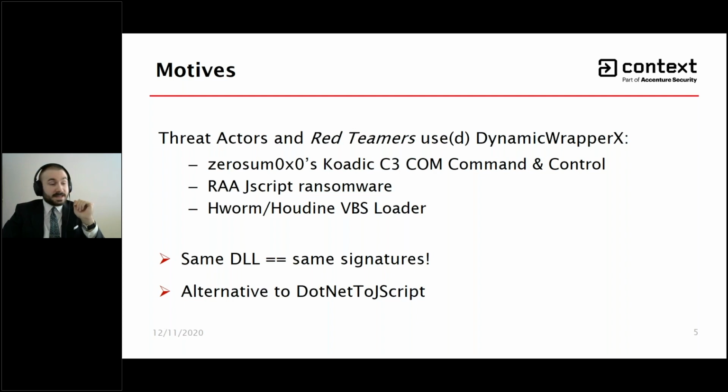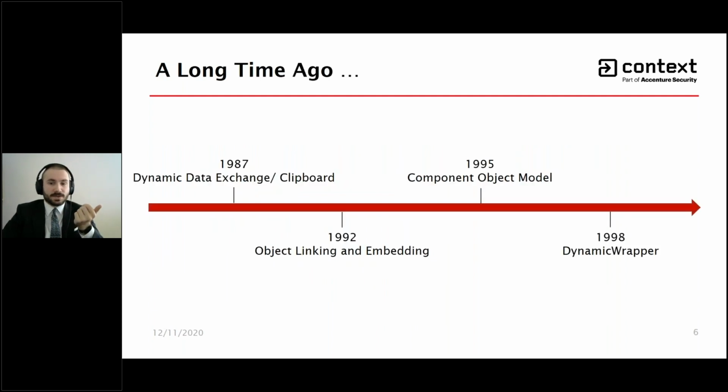So the technique is pretty interesting, and I believe this is quite a good way to achieve first code execution on a system. The way to achieve that is just to create our own, and to create our own, we first need to fully understand how it actually works. Another motive is that I wanted to find a reliable alternative to the .NET to JavaScript tool, which, don't get me wrong, is a pretty awesome tool, but it's pretty old. It's from 2017, and therefore it has quite a lot of signatures.